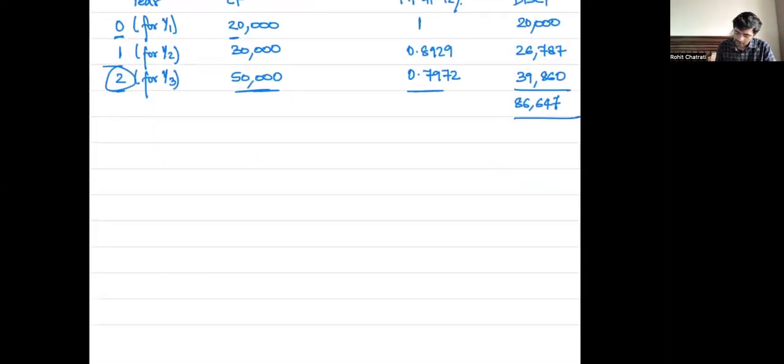So ROU asset will be recognized at 86,647. And correspondingly, lease liability will also be recognized at 86,647.